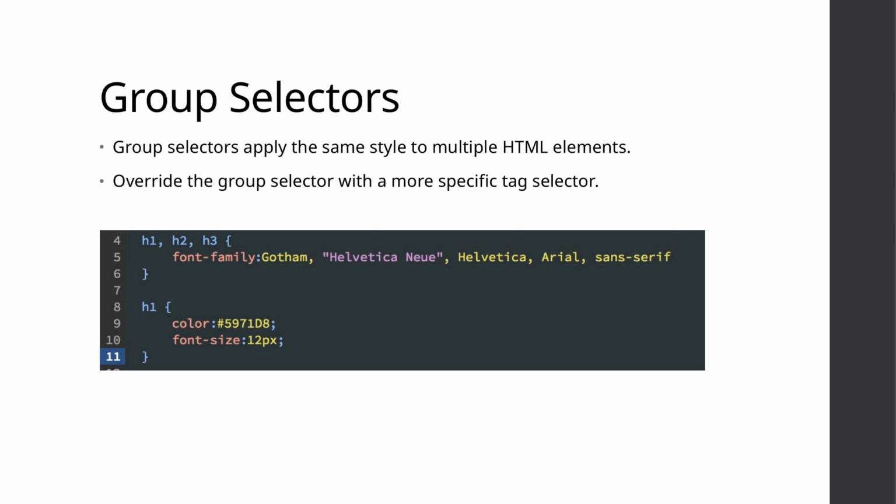Group selectors allow you to apply the same style to multiple HTML elements, streamlining your CSS. For instance, H1, H2, H3 {color: blue} styles all headings in blue. However, more specific selectors can override these styles, ensuring flexibility in design adjustments.